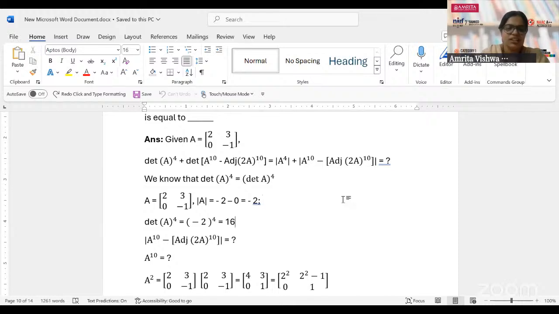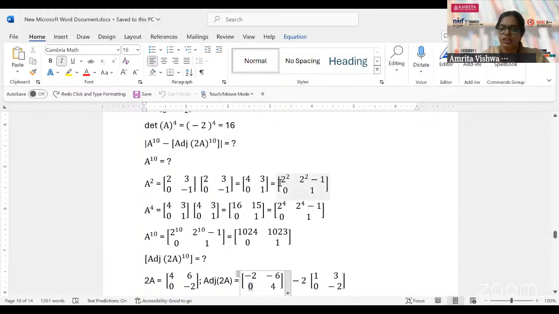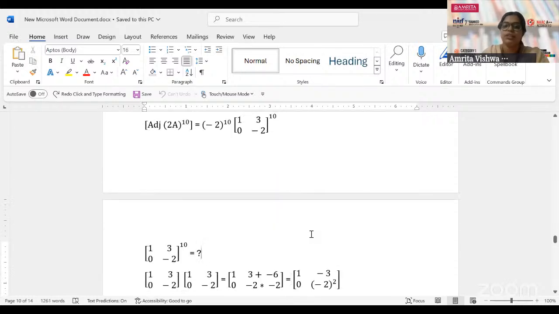So we have found determinant of A raised to 4, then A raised to 10. You got the idea, I hope so. Here it's 2 square 4, 2 square minus 1, 0, 1. Here it's 2 raised to 4, 2 raised to 4 minus 1, 0, 1. Same applies to A raised to 10, so it's 2 raised to 10. You can find that. And you feel like there is a lot more to do in calculations, but it's not like that. You have A, you can find 2A, then adjoint A also. When it comes to raised to 10, you have the idea.